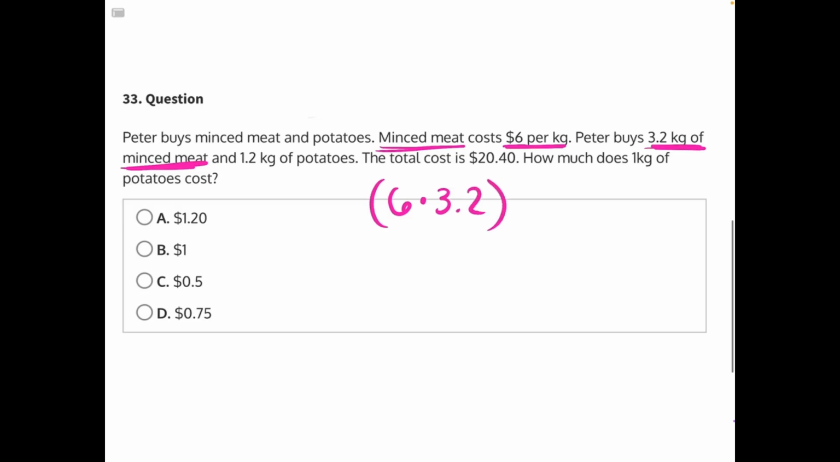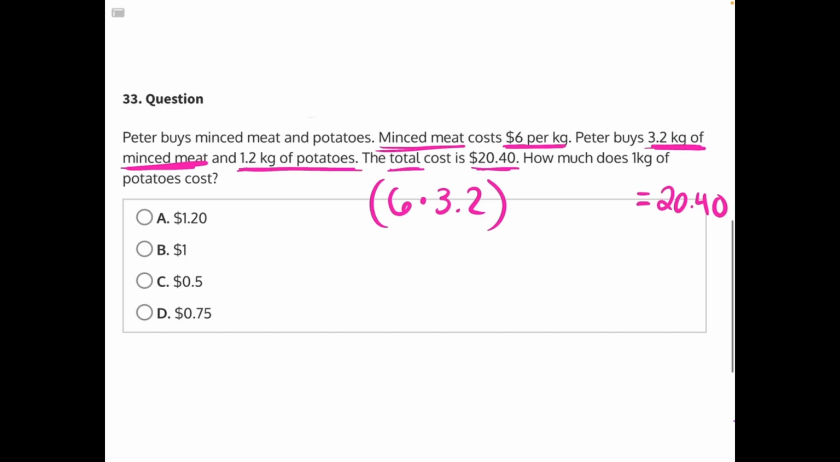And he also got 1.2 kilograms of potatoes. The total cost is $20.40. So the total in math usually means what everything in your equation equals. $20.40. How much does 1 kilogram of potatoes cost? Well, we don't know how much each kilogram of potatoes costs, but we could figure that out.